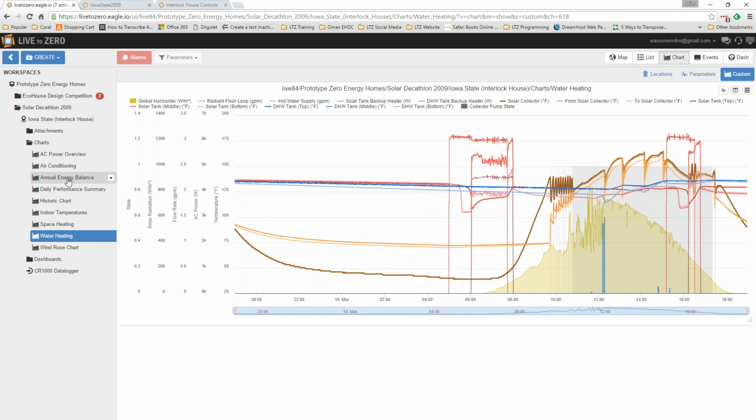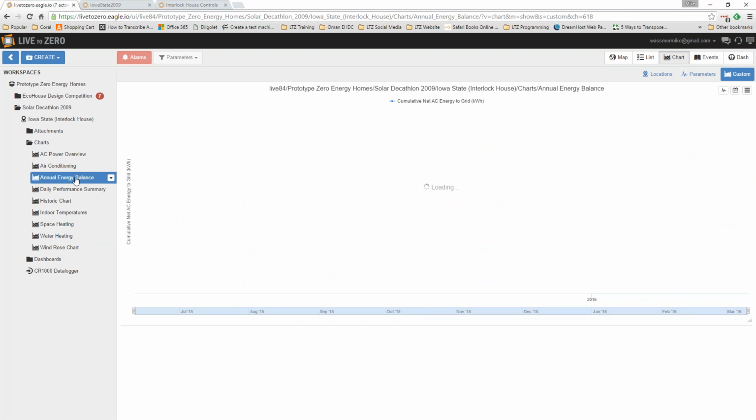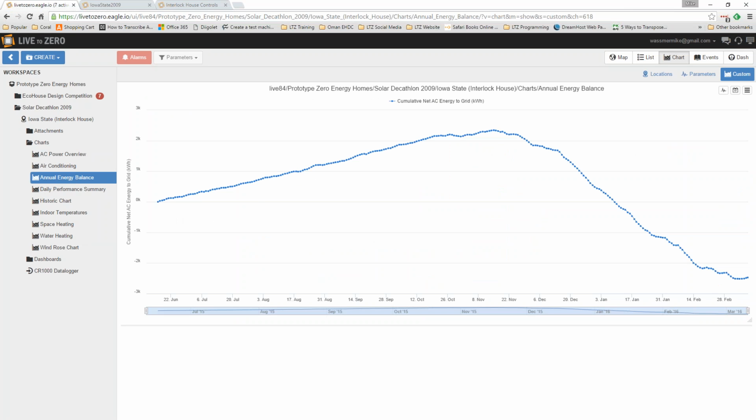Right. Yep. And just so everyone knows, the most important chart in this whole thing is annual energy balance, because the whole theme of these solar decathlon buildings is zero energy buildings, right? So this is when we started, June 15th, we started our official year of monitoring once everything started working well. And as the summer and early fall went on, we got up to 2,300 kilowatt hours, which is the equivalent of like $230. And then late fall, winter started, we started to drop precipitously because of the cold and the lack of sun.